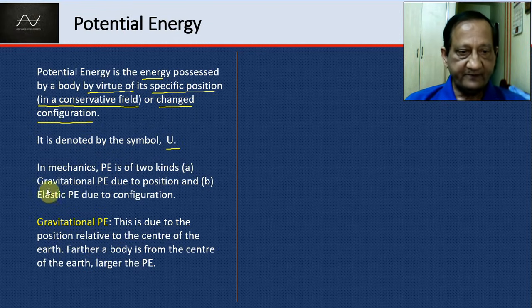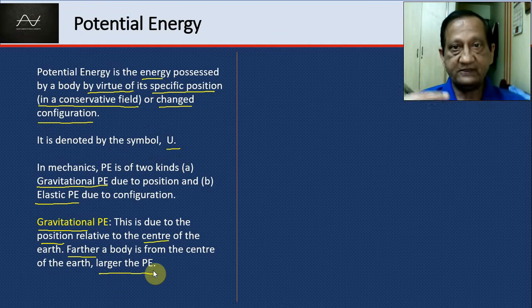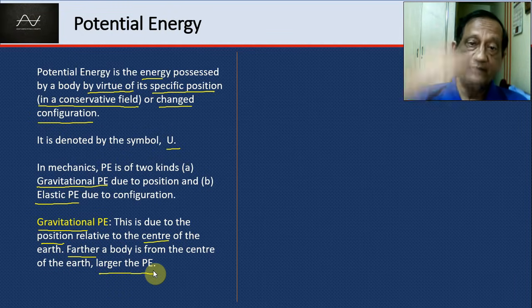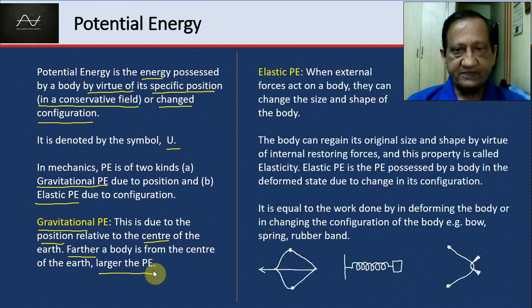In mechanics, we have gravitational potential energy and elastic potential energy. Gravitational potential energy is simply due to the position relative to the center of the Earth, that is, height from the surface of the Earth. Farther a body is from the center of the Earth, larger is the potential energy. In other words, larger is the height from the ground, larger is the potential energy. It is by virtue of its position. Elastic potential energy is due to configuration.